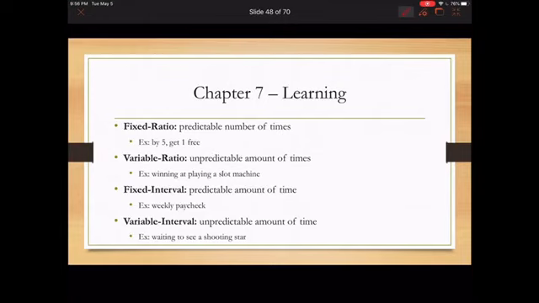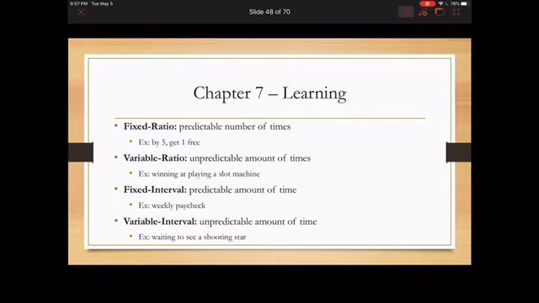So fixed ratio, fixed predictable, ratio number of times, predictable number of times. Like buy 5, get 1 free. I know exactly how many times I have to do the action of buying something in order to get 1 free, in order to get my reward. Variable ratio, variable unpredictable, ratio amount of times. So winning at playing a slot machine, I have no idea how many times I have to play the slot machine, but if I keep playing it forever, I have to win at some point.